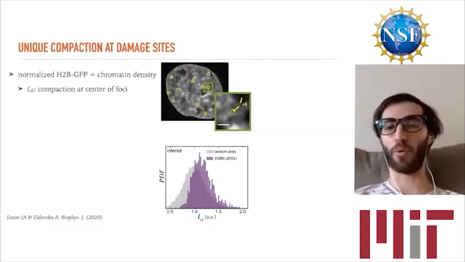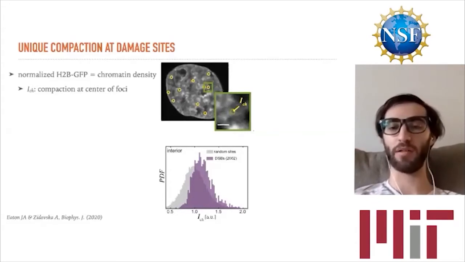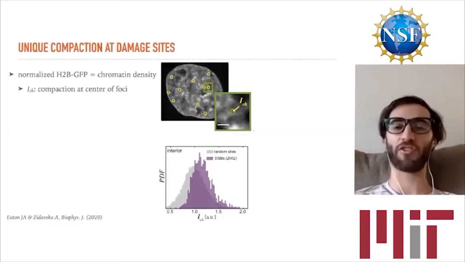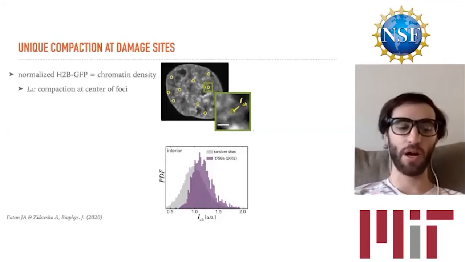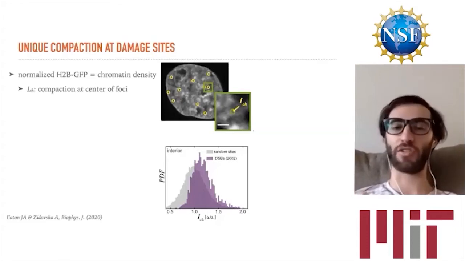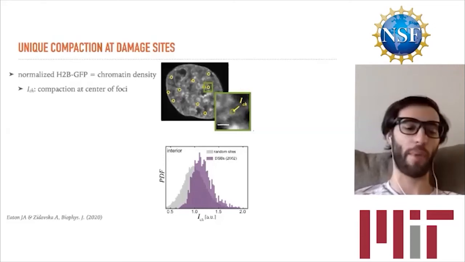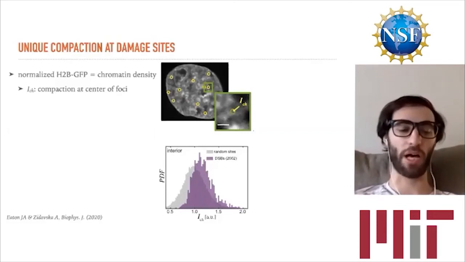And so we can obviously plot this for all of our different cells, and that's shown in purple. This is the chromatin compaction at all of the breaks over all of our different cells. And compared to the chromatin intensity at random sites in the control cells, we see that the chromatin at our double-strand breaks is clearly more compacted. They have higher ICH values than those at random sites, and random sites, as one would expect, are centered around one, because this is how we've defined the way we've normalized this particular signal.